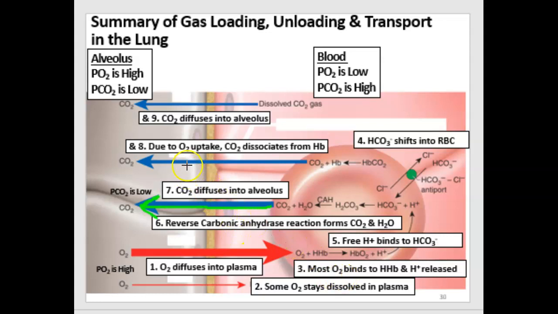Now, due to oxygen uptake, because PO2 is so high, that will help hemoglobin dissociate from any carbon dioxide it was bound to. In addition, any carbon dioxide that was dissolved in the plasma will actually diffuse into the alveolus too. But that's just because PCO2 is low in the alveolus.